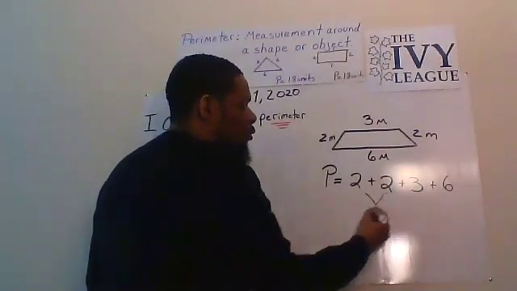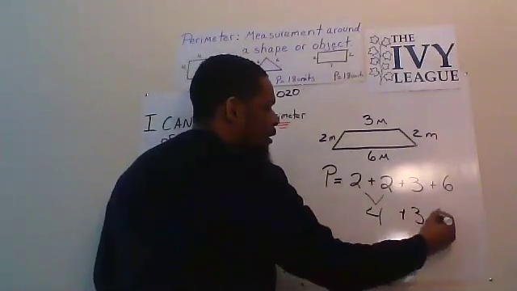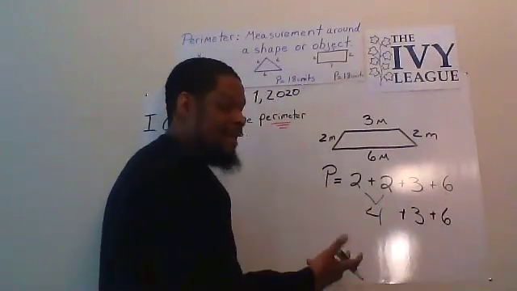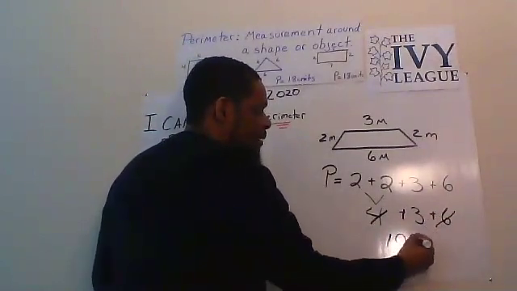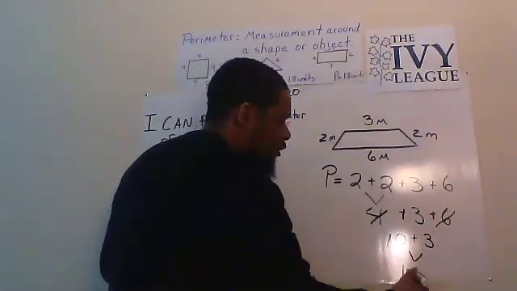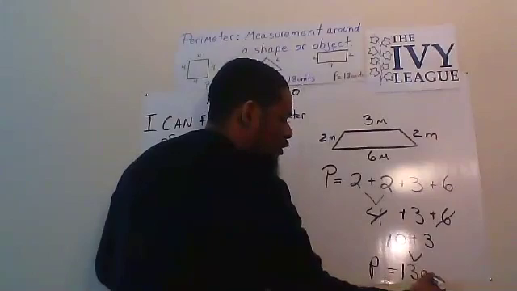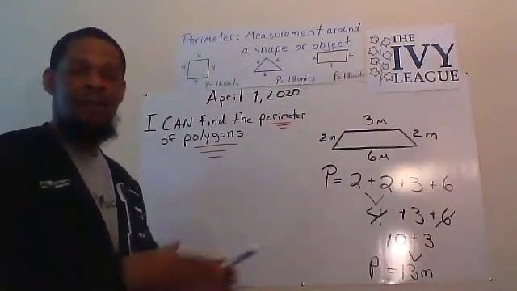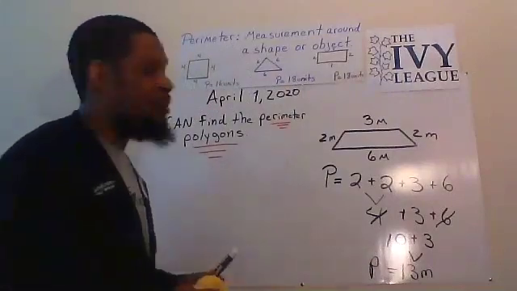We know 2 plus 2 is 4, and we bring down our 3 and our 6. From these 3 add-ins, I see I can make a 10 out of 4 and 6. So they give me 10 plus 3, and I know 10 plus 3 is 13. So the perimeter of this trapezoid is 13 meters. Excellent job, scholars. Give yourselves a hand, and some love. Okay, let's move on to the next polygon.